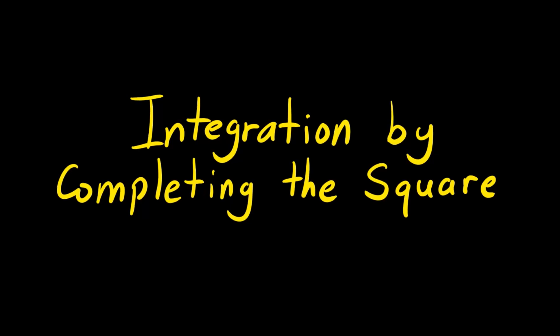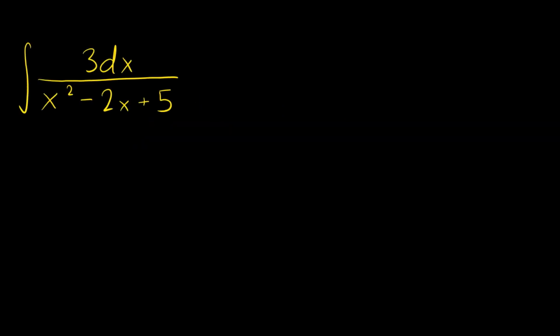Hi everyone, today we'll learn how to integrate functions by completing the square. Let's get right into it. So here we have the integral 3x dx divided by x squared minus 2x plus 5. And we notice that here in the denominator we have a quadratic polynomial.